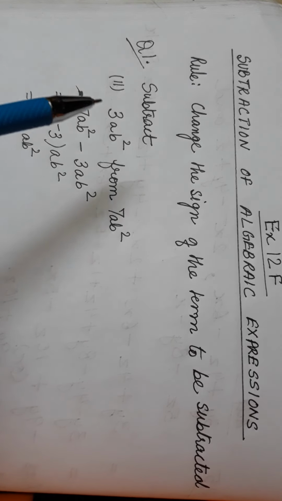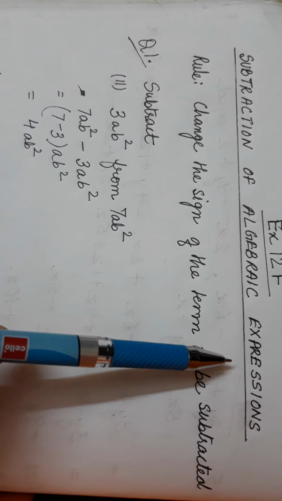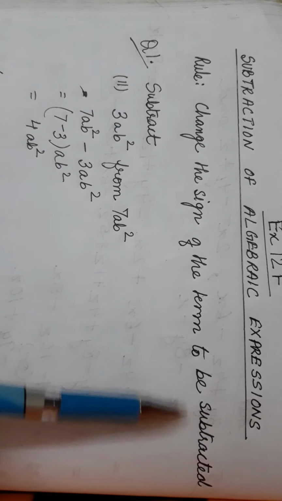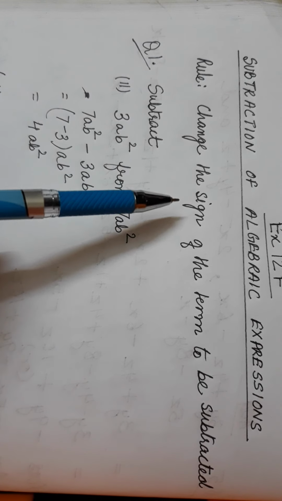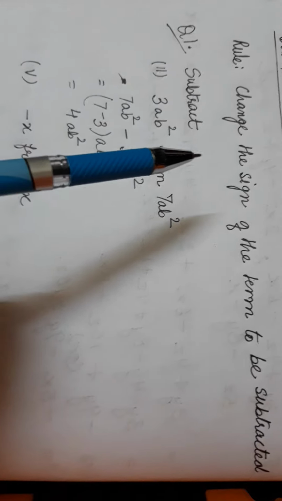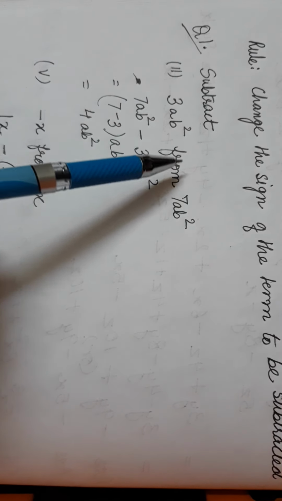The rule which we are going to follow for subtraction of algebraic expression is that we have to change the sign of the term to be subtracted. This thing we have to keep in mind. Okay children? Now, keeping this in mind, we will start with exercise 12F.